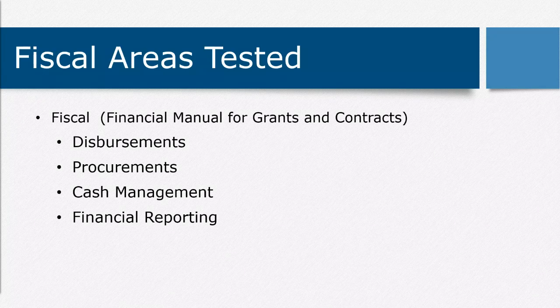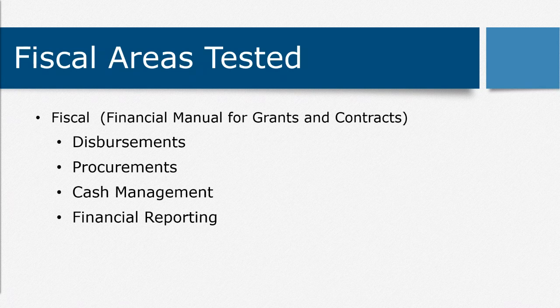Just a reminder that your procurement policies and procedures can be more restrictive than what is outlined in the FMGC, but they can't be less restrictive. If your policies are more restrictive, we will be monitoring based on your own policies. So for instance, if you haven't updated them since January, we will monitor based on whatever your policies were at the time that the procurement was conducted.